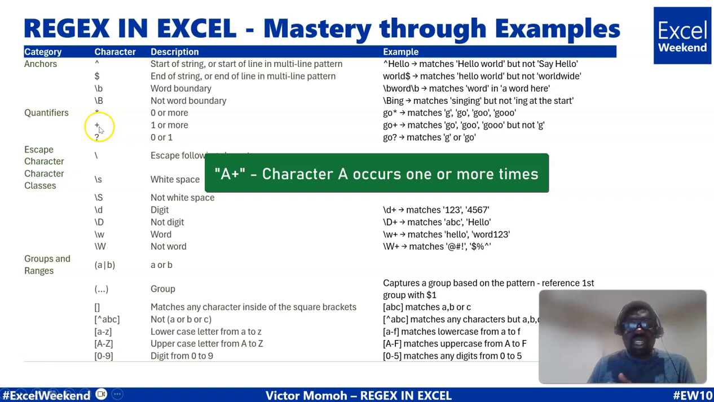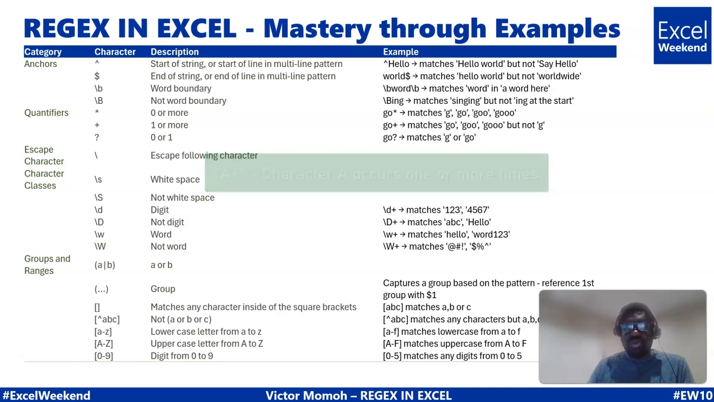What A plus means is that the A that precedes the plus could occur one time or it could occur multiple times. Okay, so the implication is that it could be A, it could be AA, it could be AAA, it could be AAAA, and so on. So that's the idea there. For the quantifiers, you could use asterisks, you could use plus, you could use question mark, but you can see that they all have their special meanings.